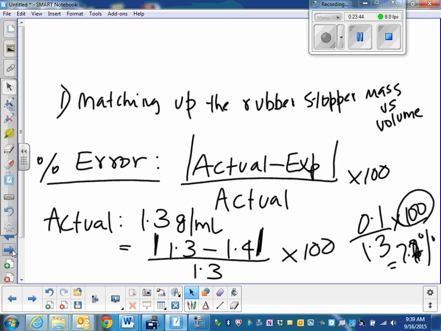Guys, I still feel you're not solid on sig figs. All right? Please practice sig figs and make sure you know density that well.